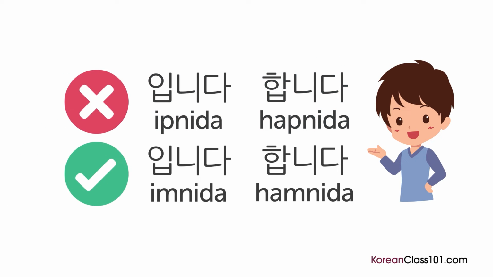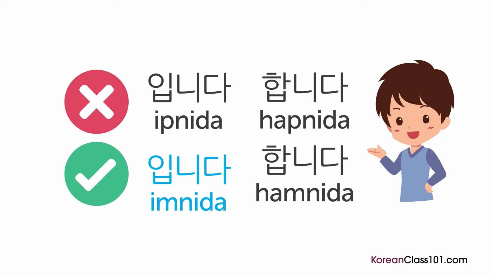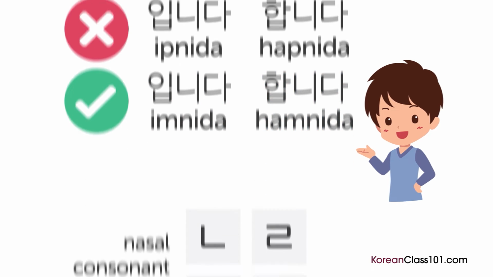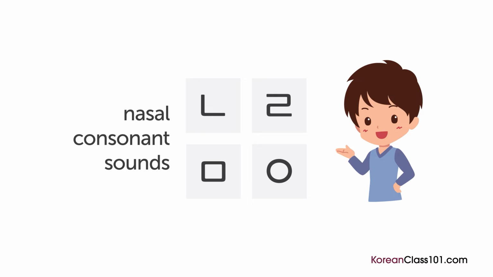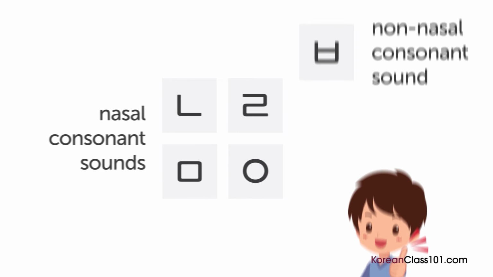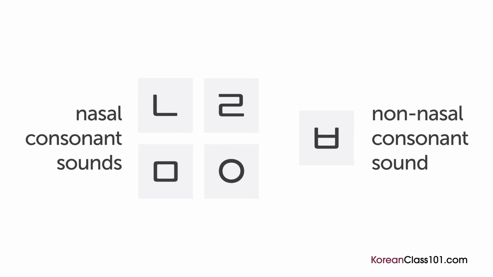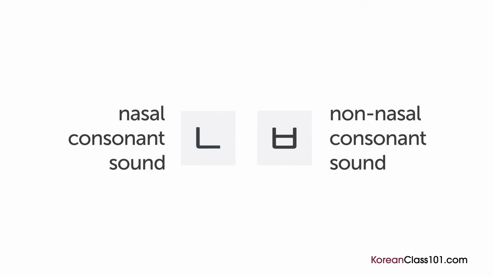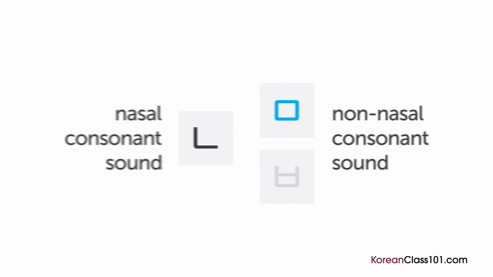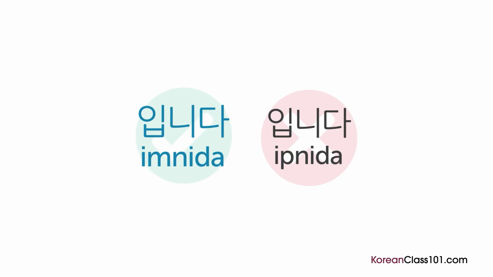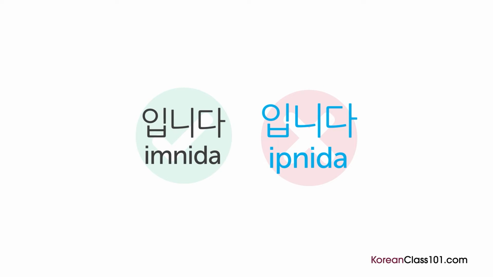But the correct pronunciations are actually 입니다 and 합니다. The nasal consonant sounds in Korean are 니은, 리을, 미음, and 이응. If you pair them with a non-nasal consonant sound, for example, 비읍, the pronunciation changes. This makes them easier to pronounce. So if you pair 비읍 with 니은, you can pronounce 비읍 as 미음. Finally, you'll get 임니다 instead of 입니다.